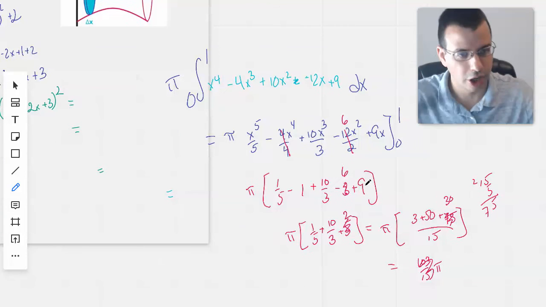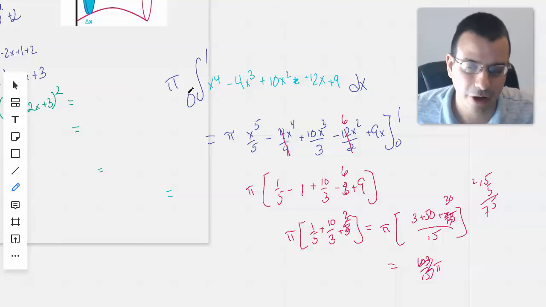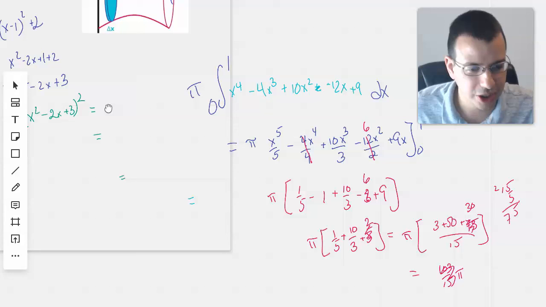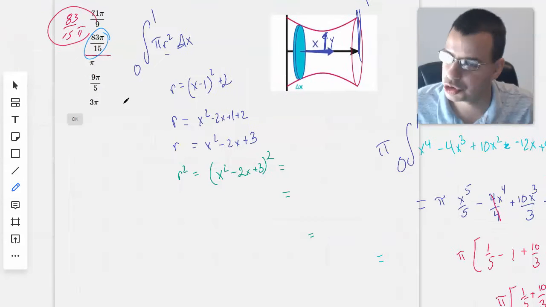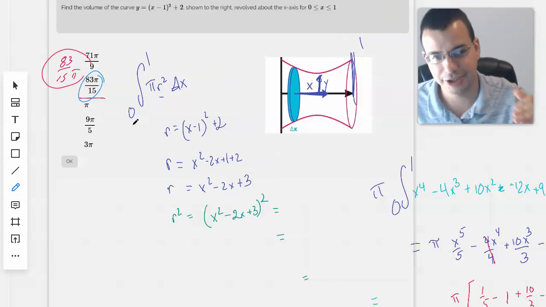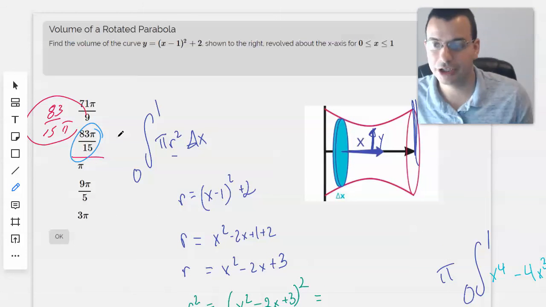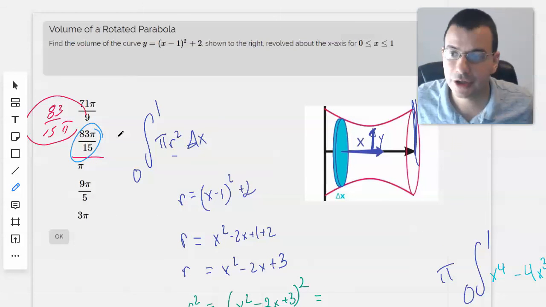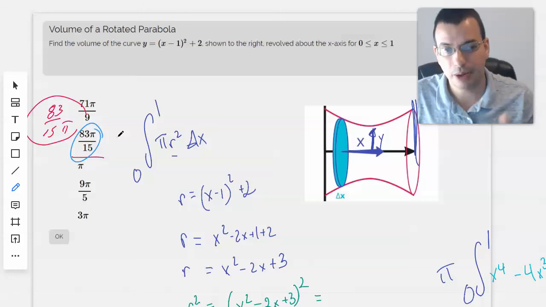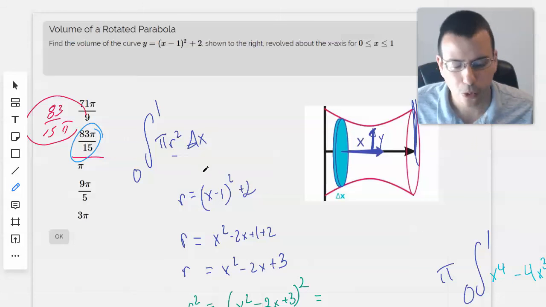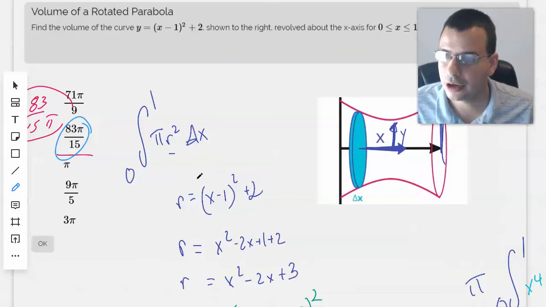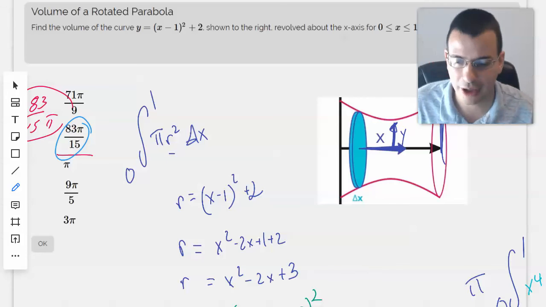Long story short, algebra. Following my algebra, we found 103 over 15 pi, which was wrong. I went back, fixed my algebra, and found 83 pi over 15, which is correct, or at least an answer that's available to us. So that's how we do this problem. It was a lot of work, but conceptually, not too bad. We got this. Go team.